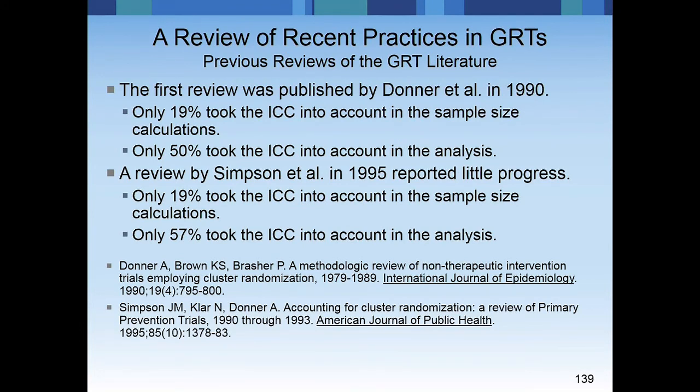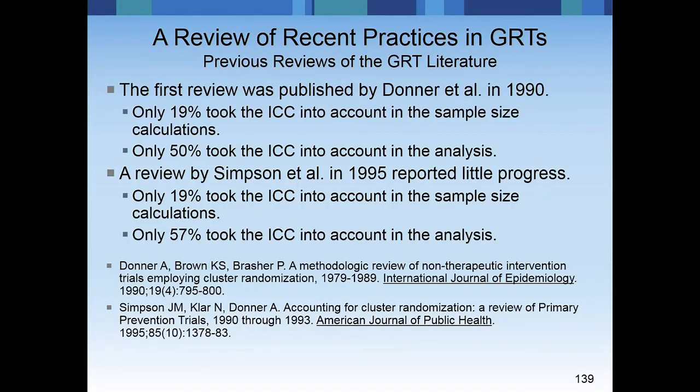There have been several previous reviews of the literature in group randomized trials. The first was published by Alan Donner and his team in Canada. It was published in 1990. And they reported that only 19% of the published literature took the interclass correlation into account in sample size calculations. Only 50% of the published articles took it into account in the data analysis.